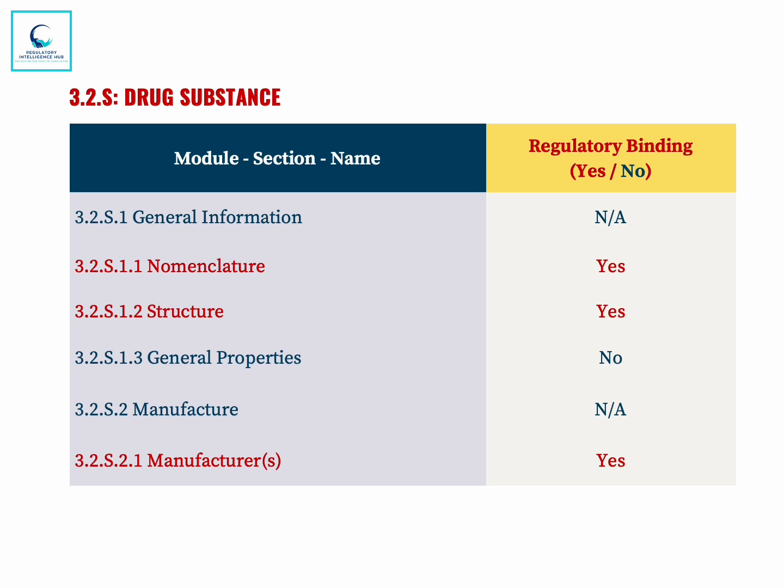Drug substance, general information. For drug substance, nomenclature and structure are generally considered binding because they define the identity of the active substance. General properties are typically non-binding because they provide descriptive scientific information rather than an approved condition. Manufacturer information is binding because the approved manufacturing site directly impacts quality assurance and regulatory oversight.